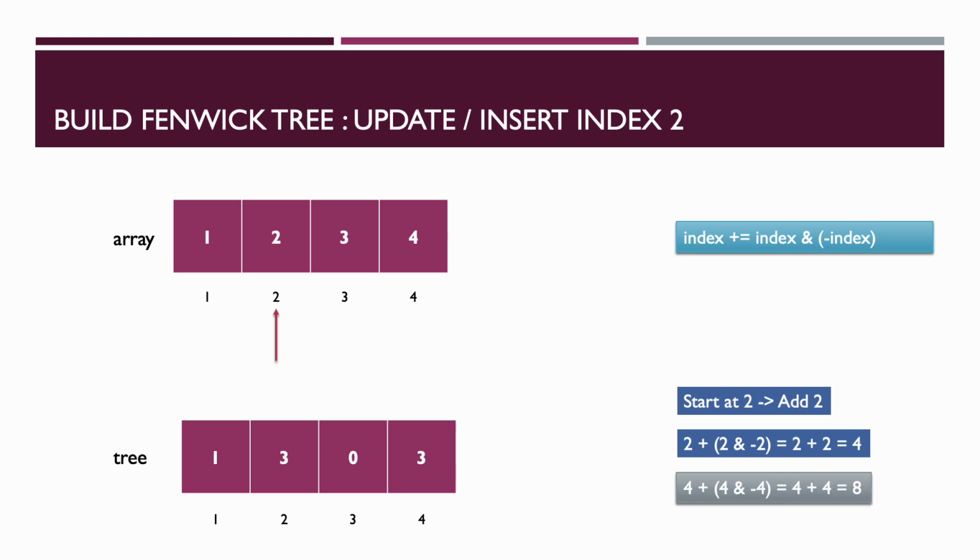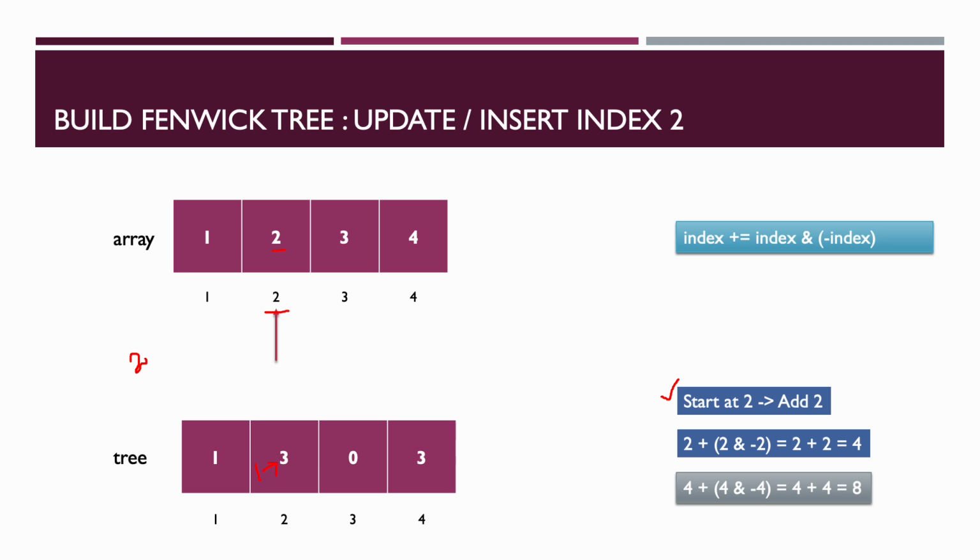So now, let's say we want to update index 2. Okay, so what's the value? It's 2 here. So this is the value that we are going to update. So we are going to start with add 2. Whatever value is there, we are going to add 2 to it. So 1 was there previously and we added 2 to it. So now the value becomes 3.